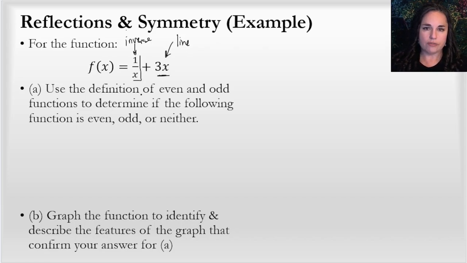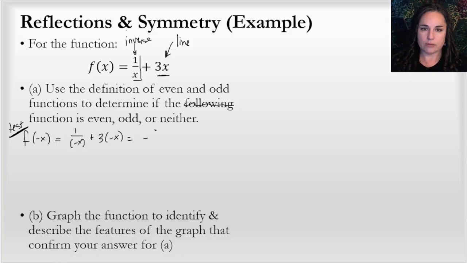It says use the definition of even and odd functions to determine if the above function is even, odd, or neither. It could be a neither function, right? It could be a neither function. So let's look at this. So I want to take f of negative x, right? That's going to be our test. If something is even or odd and I want to do this algebraically, I'm going to plug in negative x into the function. So when I do this, I get 1 over negative x plus 3 times negative x.